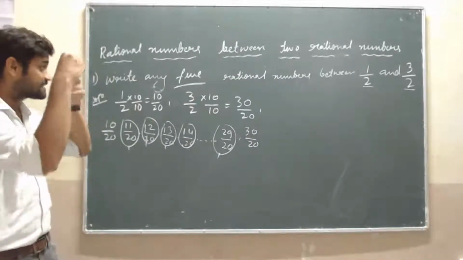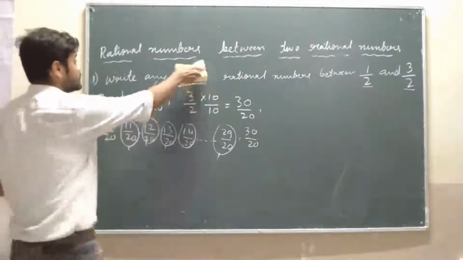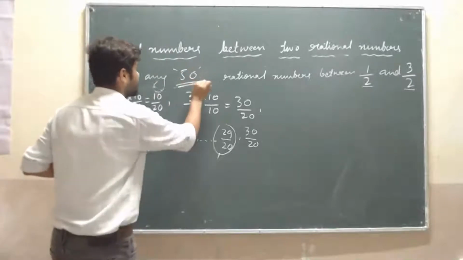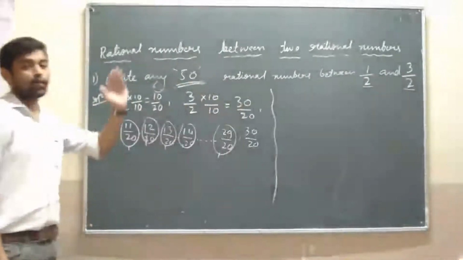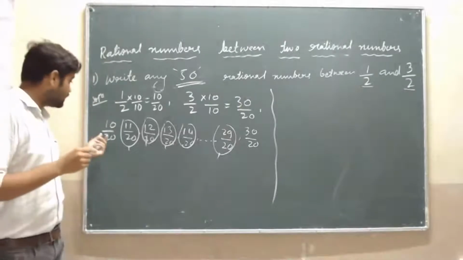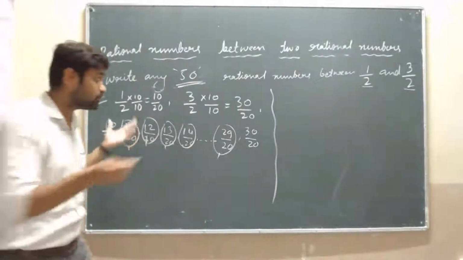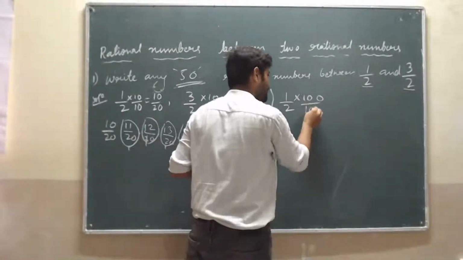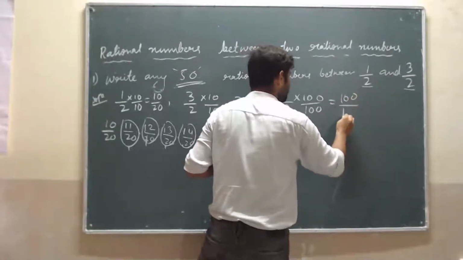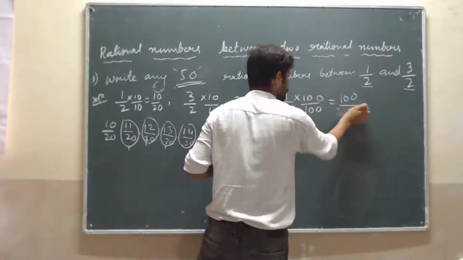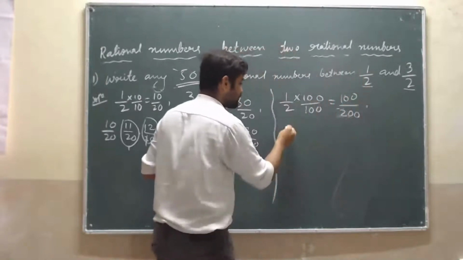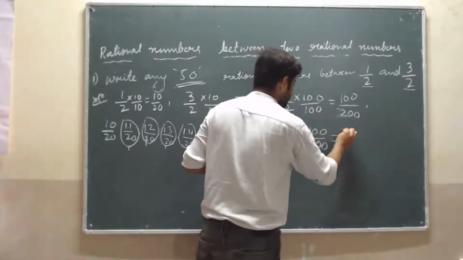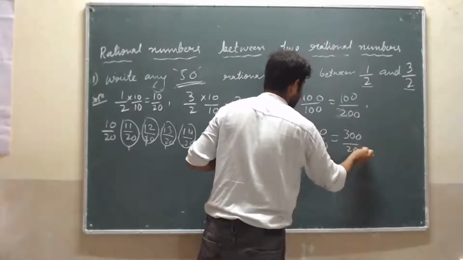Suppose he asked more, sir, write any 100. Sorry, write any 50 rational numbers between 1 by 2 and 3 by 2. Sir, up to here we will not get 50. What we have to do? Simply, what is the question? 1 by 2 is there. Then we have to multiply and divide by 100. What will it become? That is 100 by 200. As usual, 3 by 2 will become, multiply and divide by 100, then we will get 300 by 200.